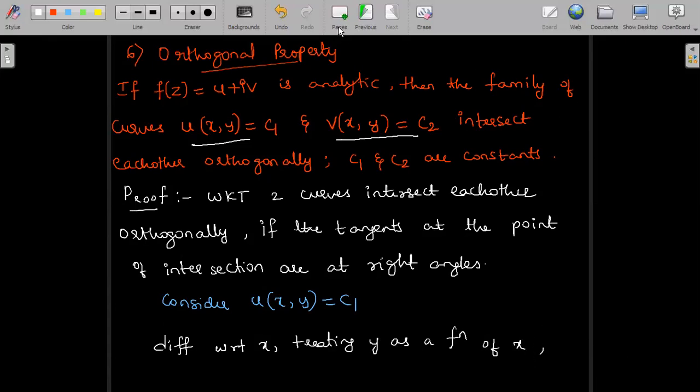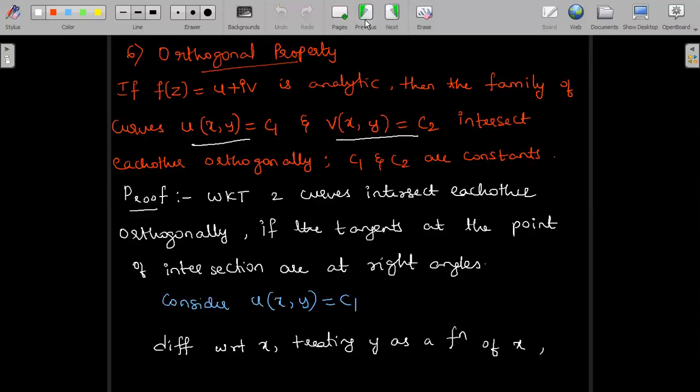So there comes the chain rule concept once again. We have to differentiate partially with respect to x. So this gives us dou u by dou x plus dou u by dou y into dy by dx is equal to 0.